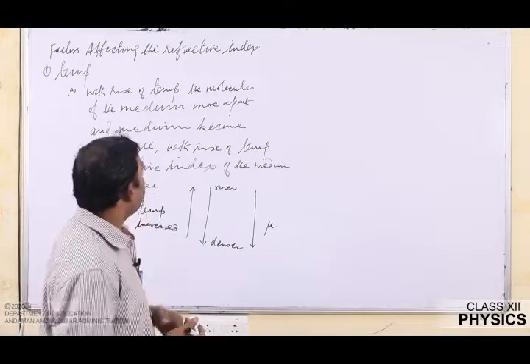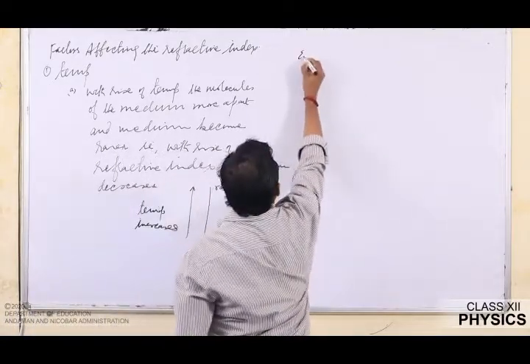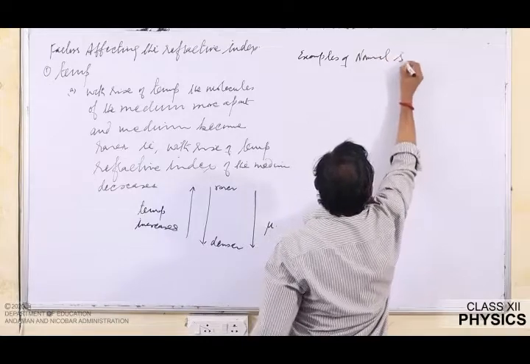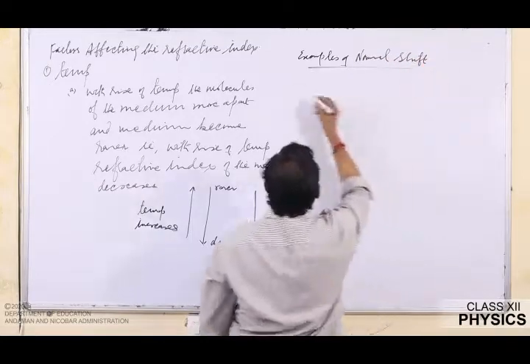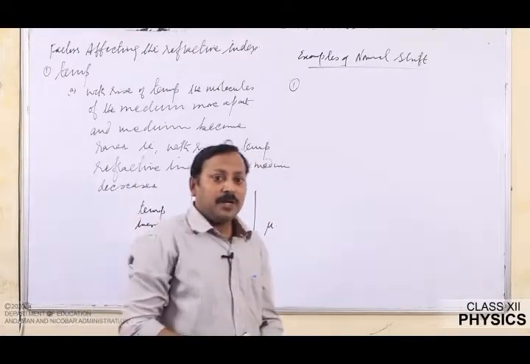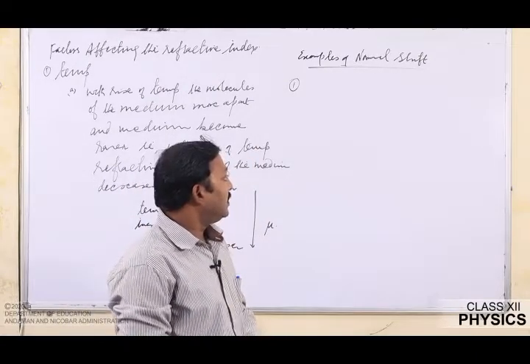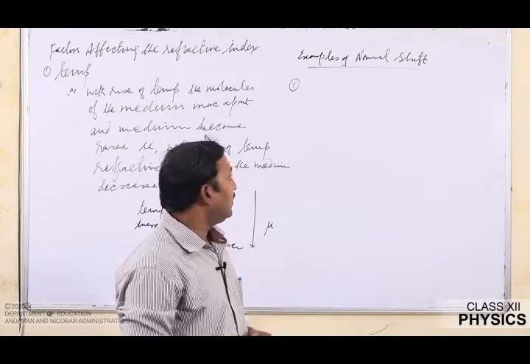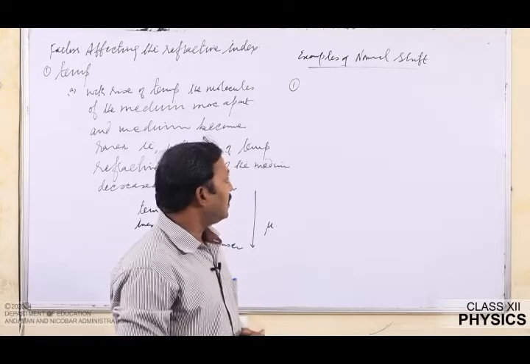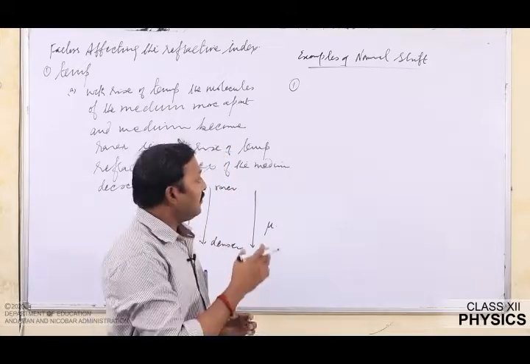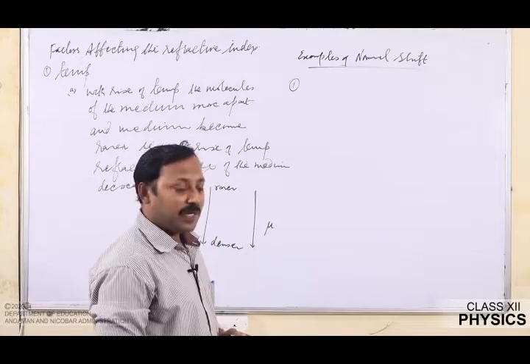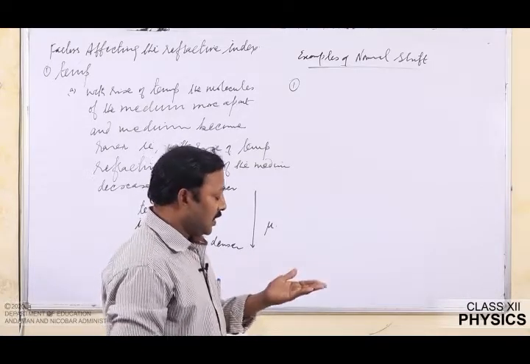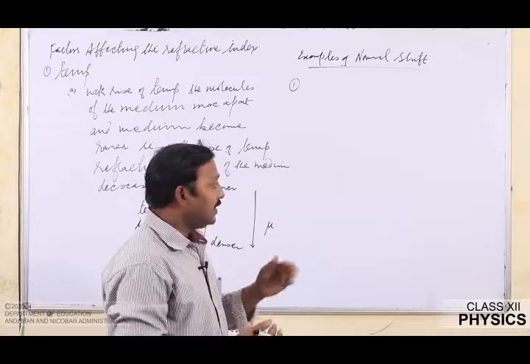Now, we will see some examples related to normal shift. First, a fisherman who is in the rarer medium, if watching the fish, sees it at a different location than its actual location. Or if any corals or sea creatures are observed by a person from the rarer medium, then the objects which are present in the denser medium appear closer to the surface than their actual location.